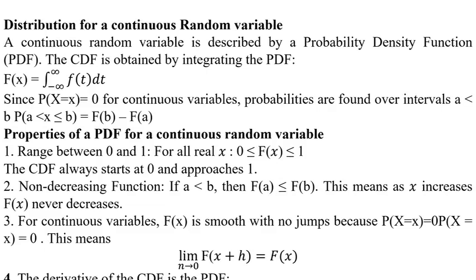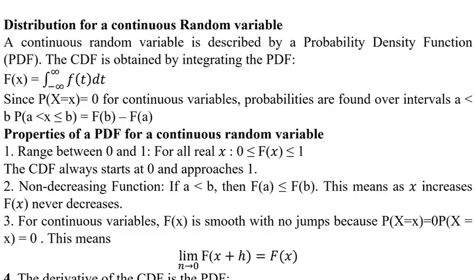What are the properties of a PDF for a continuous random variable? Number 1, ranges between 0 and 1. For all real x, 0 is less than or equal to f of x, which is less than or equal to 1. The CDF always starts at 0 and approaches 1. For a continuous random variable, the CDF always starts at 0 and approaches 1. Number 2, non-decreasing function. If a is less than b, then f of a is less than or equal to f of b.